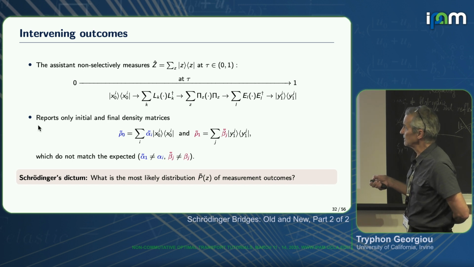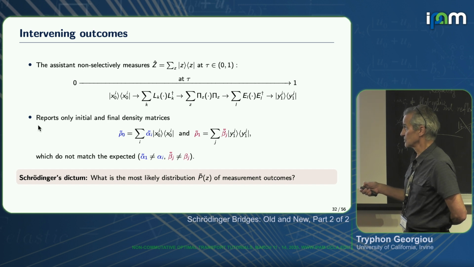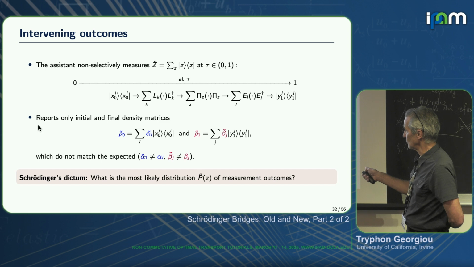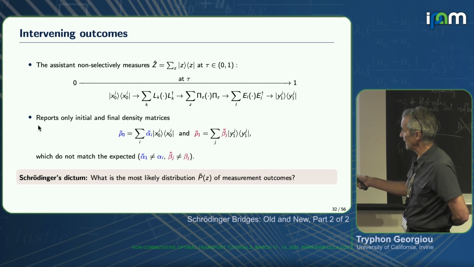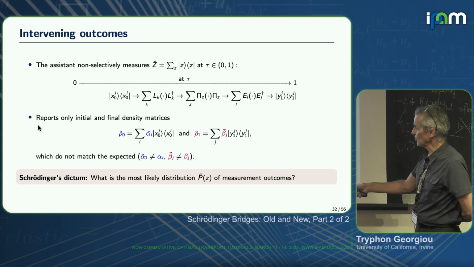In exactly the same way, we can think of the assistant reporting to us the initial and the final density of an experiment, and measuring, perhaps non-selectively, some observable somewhere in the middle, some point t between 0 and 1. Then the total Krauss map that maps a pre-selected state x0 i to y1 j goes through a first Krauss map, could be a unitary evolution here, and then goes through a non-selective measurement in the middle. These pi here are projection operators in the eigendirections of the observable z hat, followed by another Krauss map. And it reports only the initial and the final.